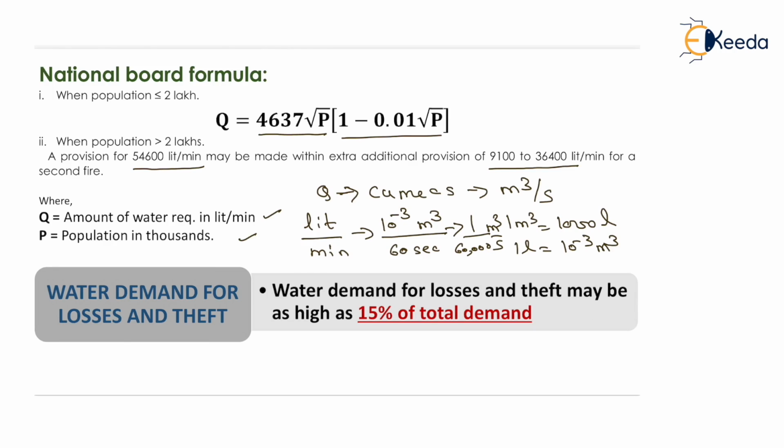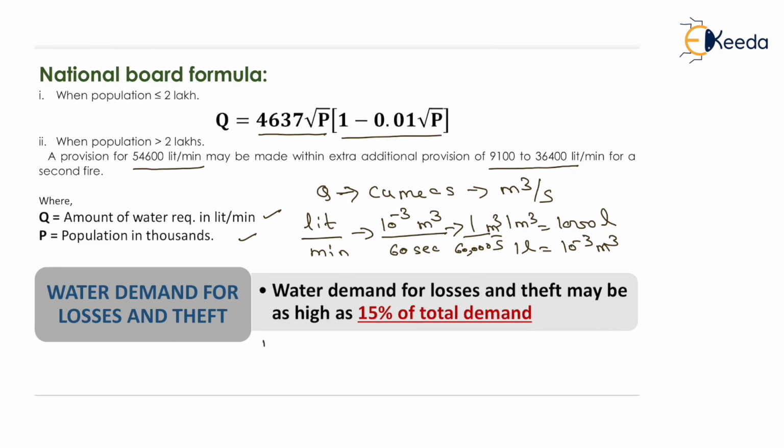Okay, now the next will be the water demand for losses and theft. Suppose that in a particular pipe where the water is flowing, if any crack develops, then the water starts leaking from that crack. That type of water comes under water demand for losses and theft, and it may be as high as 15% of the total demand.